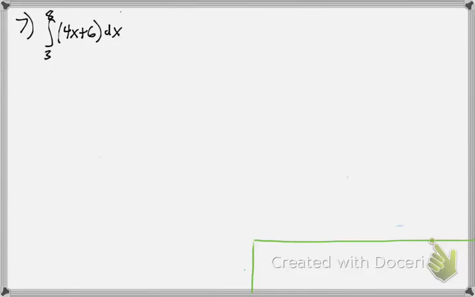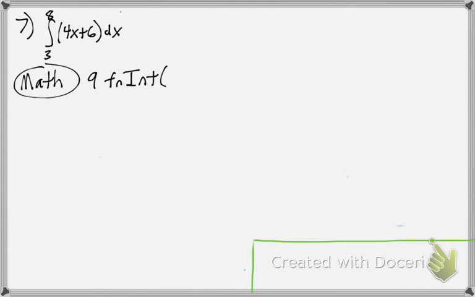Number 7 says, use the calculator to solve the following integrals and compare answers to problems 1 and 4. So for number 7, I want to compare it to number 1. So your calculator actually has an operation for definite integrals. It's under the math key, and if you go down to, it's number 9 on mine, and it's fnInt.